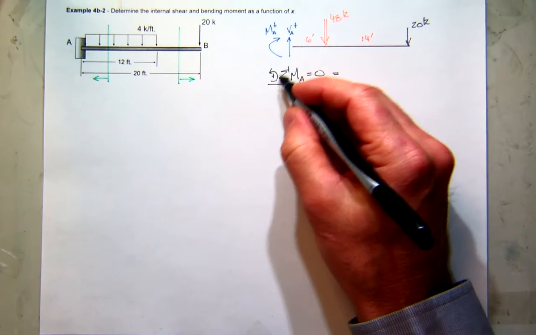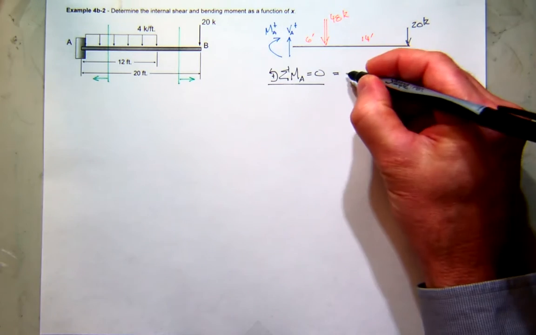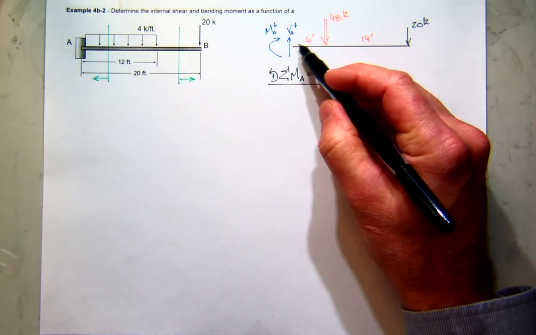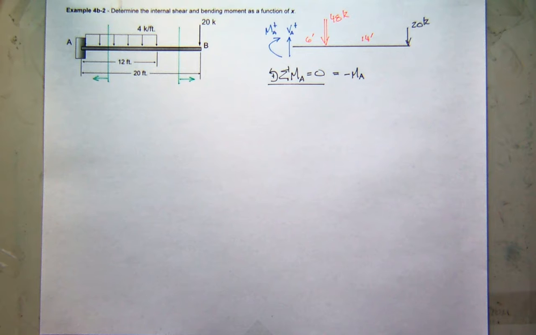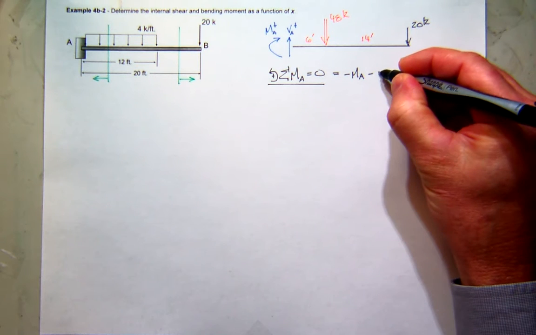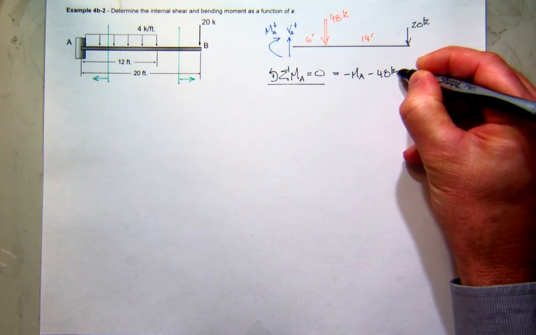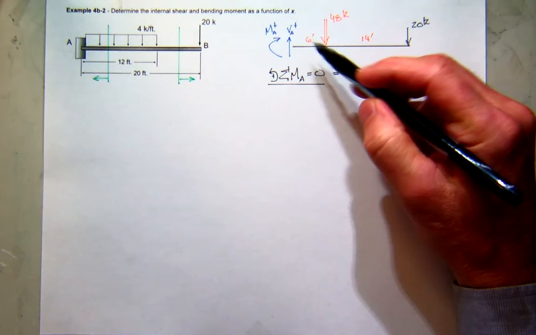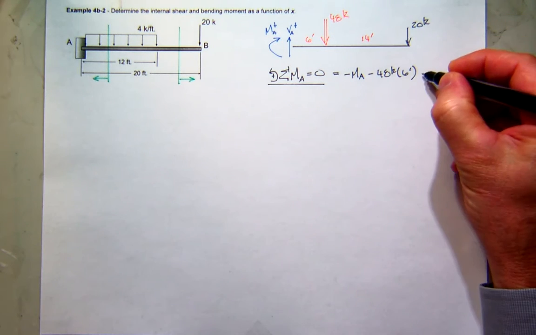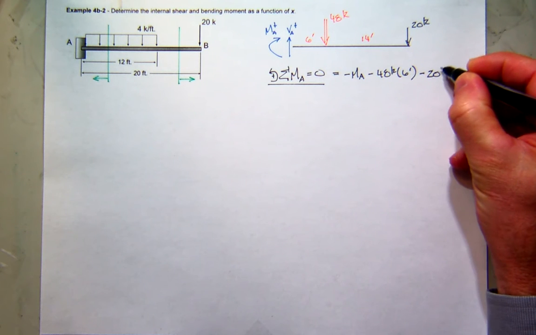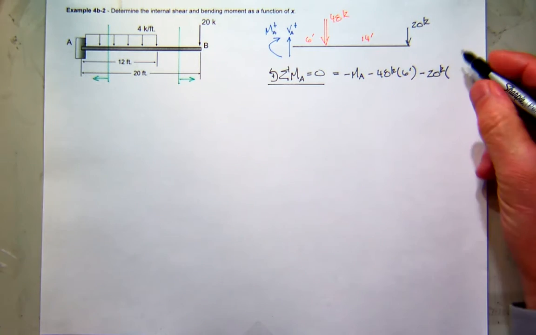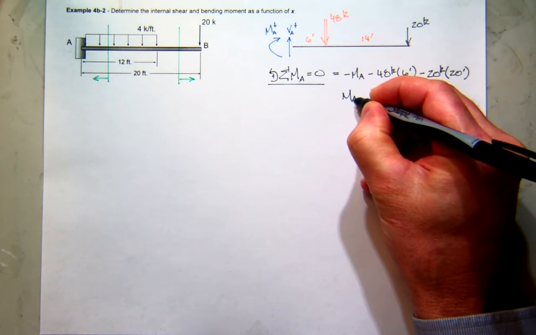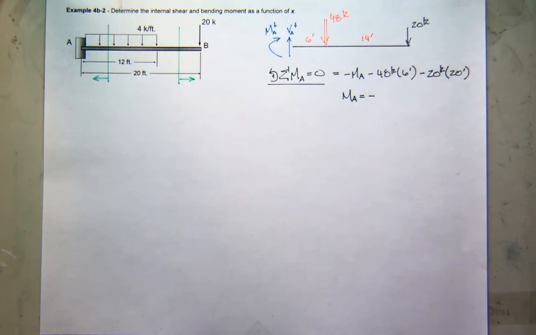With the right-hand rule, this moment is negative. The moment caused by the 48 kip force about A is what? Positive or negative? Negative. So the force is 48 kips, and the distance is 6 feet. And what about the 20 kip force out here at the end? About A, positive or negative? Negative. And the force is 20, and the distance is 20 feet. So I should be able to solve for the moment at A. It looks like it's going to be negative. Somebody's going to have to help me with that.